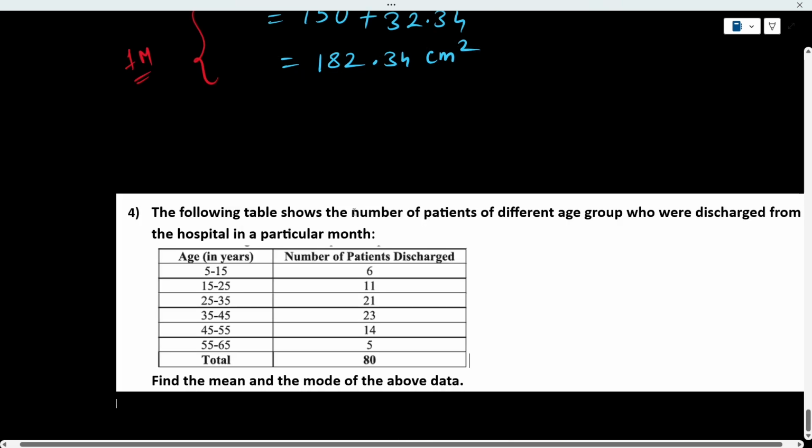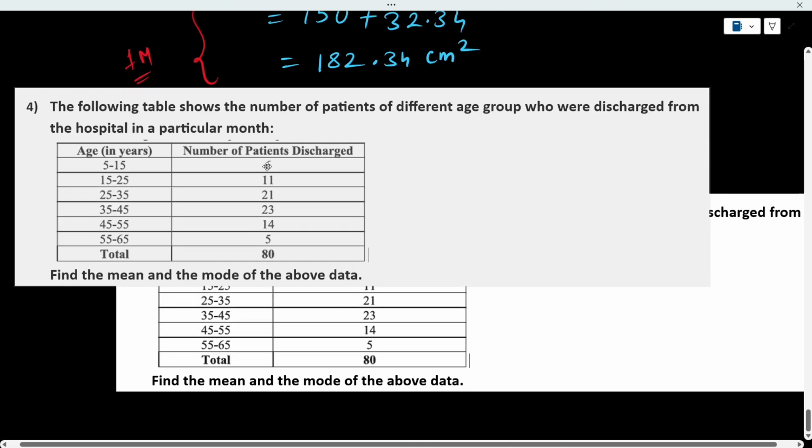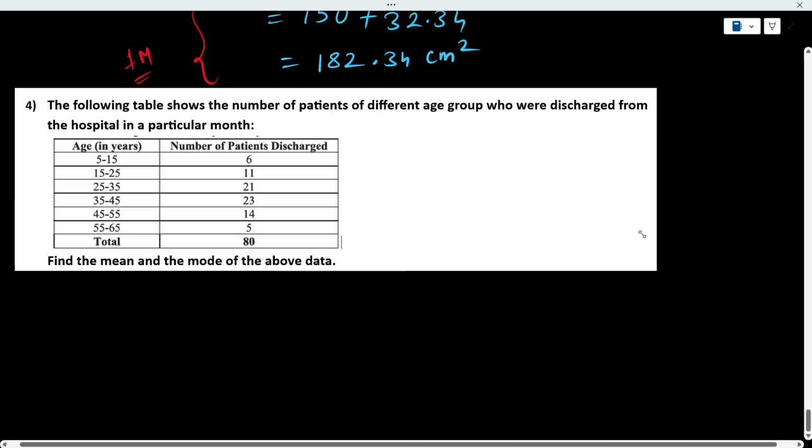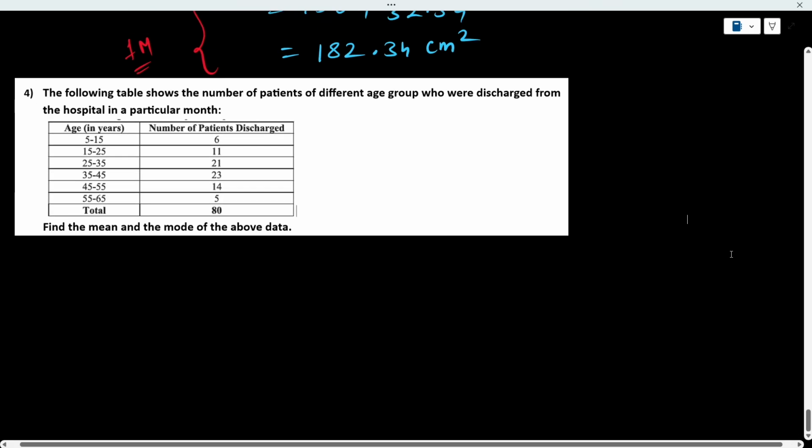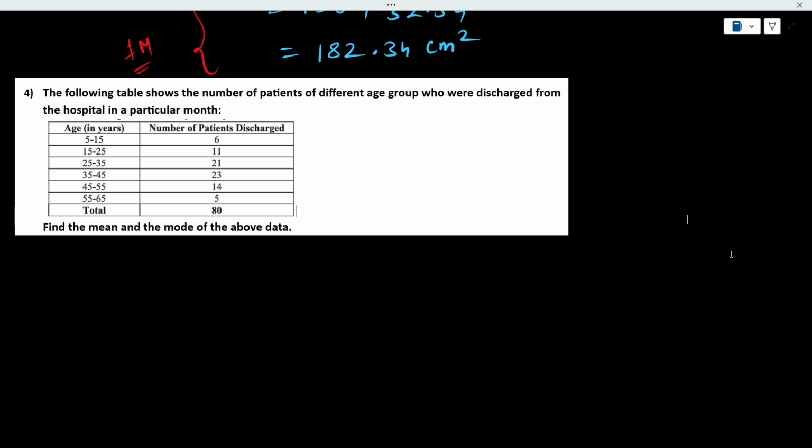Generally, this question is based on statistics, and in all statistics-based questions you will never get any internal choice, right? So here, what is given? Let us see. The following table shows the number of patients of different age groups who were discharged from the hospital in a particular month.